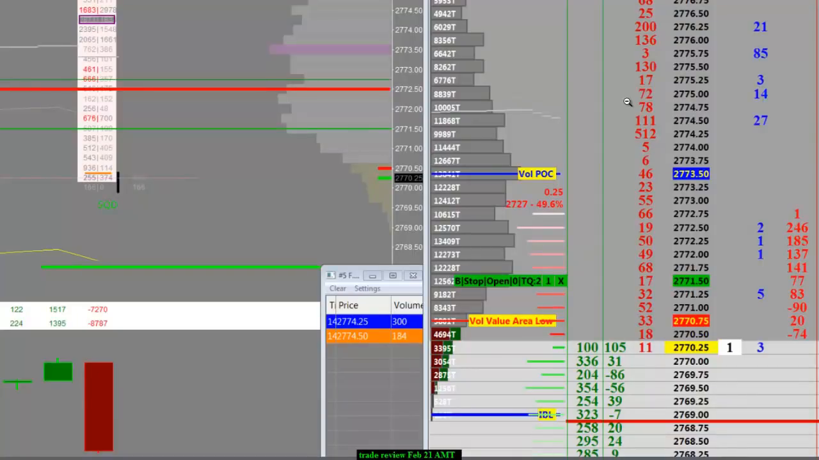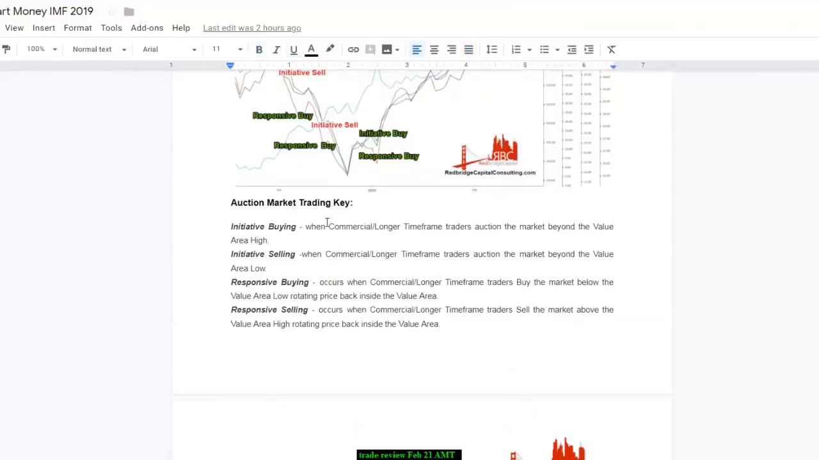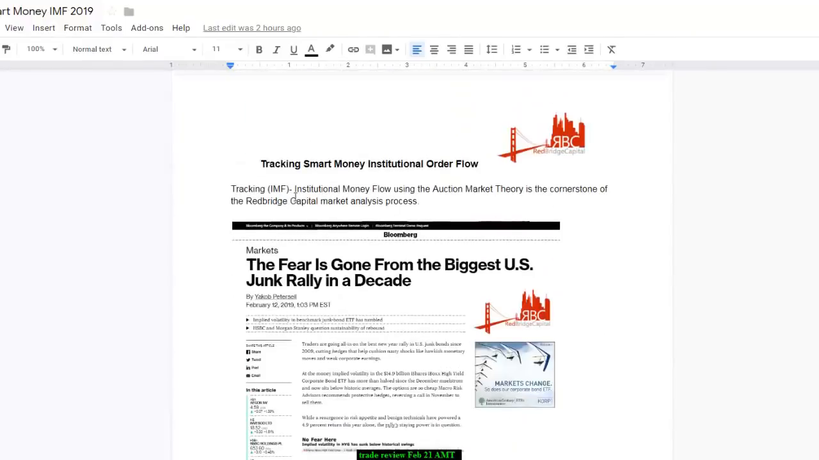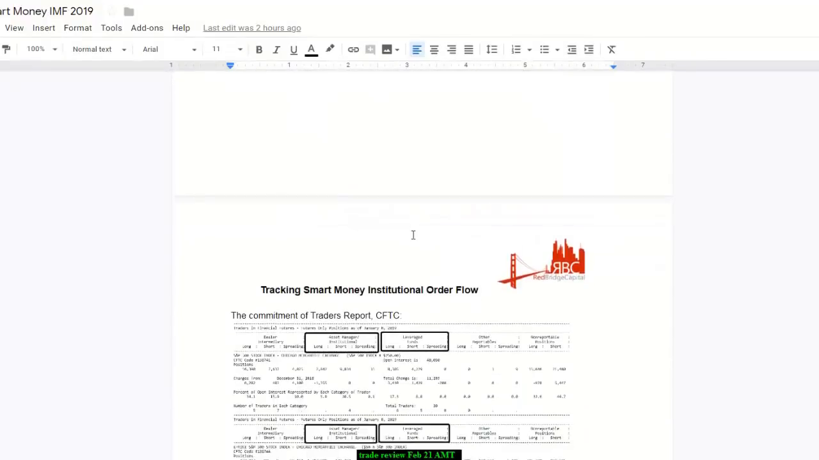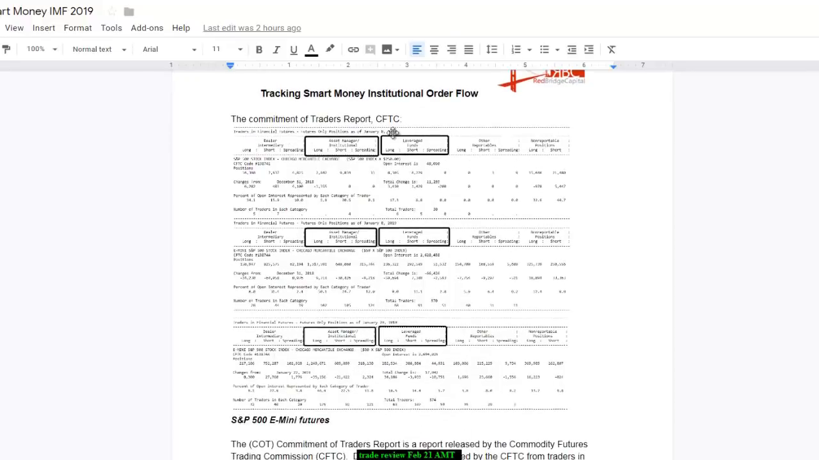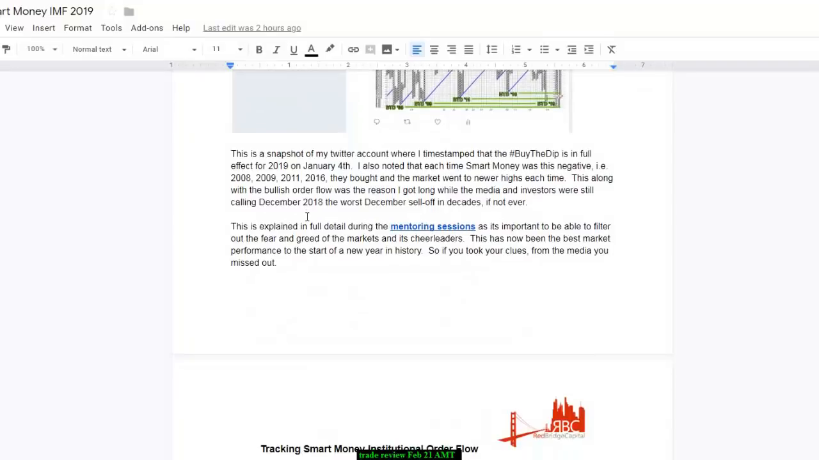So again, the key in the auctioning process is going to be looking at whether you're initiative buying, initiative selling, responsive buying, responsive selling. And in this document here, I go through the process of using or tracking smart money institutional order flow and the reasons behind getting either long or short in the market, using reportable documents from the largest traders in the COT, as well as tracking smart money institutions, hedge funds.